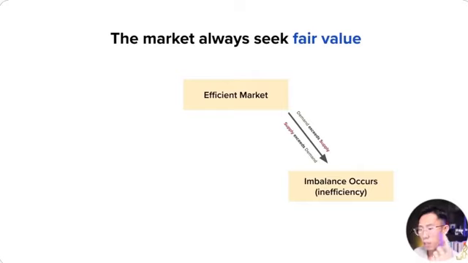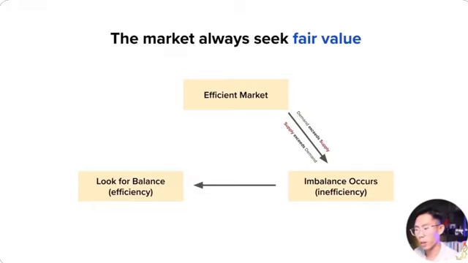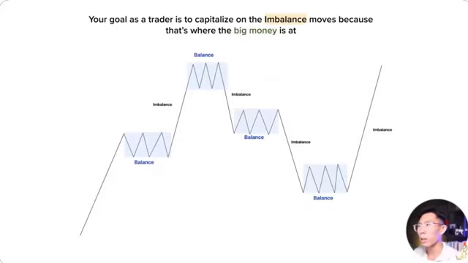And when there's this imbalance, it creates inefficiency in price. And then price looks for balance again to form an efficient market. And this whole loop just keeps happening over and over again forever. And this is essentially just how the market works. Don't ask me why, this is just how it works, right? So your goal as a trader is to really make sure that you can capitalize on the imbalance move, because that is where the big money is at.